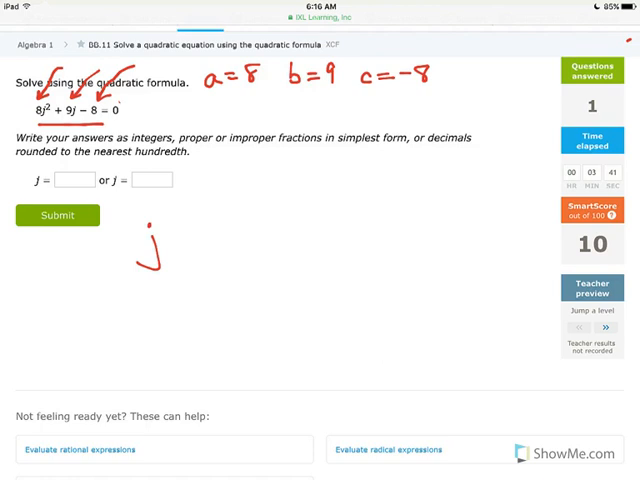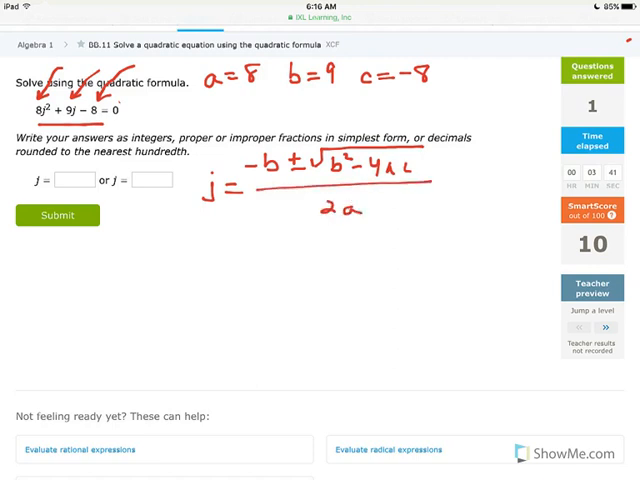So the formula, let's try to make some room here. This is going to take up a lot of space. The formula, solution for j, the basic formula is negative the b value plus or minus the square root of b squared minus 4ac, all divided by 2 times the a value. And let's just get the numbers into the formula, and then we'll run the numbers through the formula.